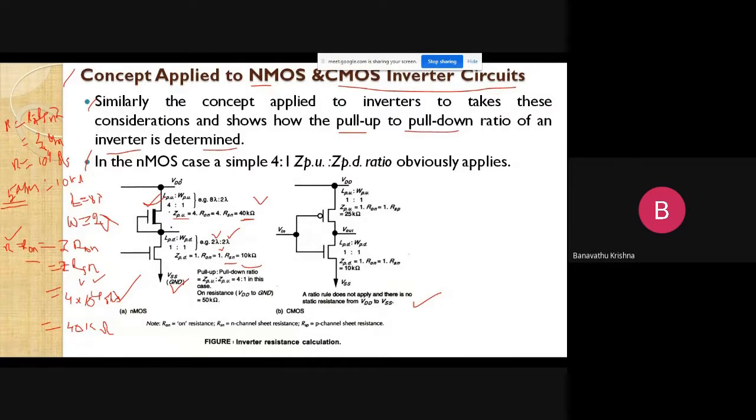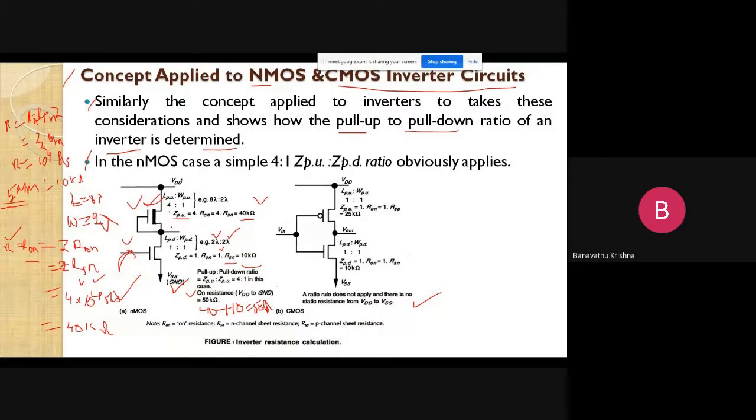That was for the pull up transistor: 40 kilo ohms, and this is the 10 kilo ohms. Totally, to calculate the on resistance, that is 40 plus 10 kilo ohms, which finally is 50 kilo ohms. At a certain point, by increasing the input level, both are going to be in the on condition. So then we calculate the resistance of this NMOS inverter, that is 40 plus 10 equals 50 kilo ohms.